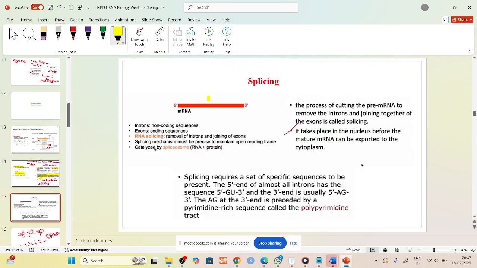What is splicing? Splicing is the process of cutting the pre-mRNA to remove the introns and joining together the exons. This is known as splicing. Whenever splicing takes place, as I have already told you, and as we discussed in lecture 3 in detail, certain sequences are highly conserved in splicing and should be remembered. At the 5 prime end, it is GU. At the 3 prime end, it is AG. And the branch point is A.